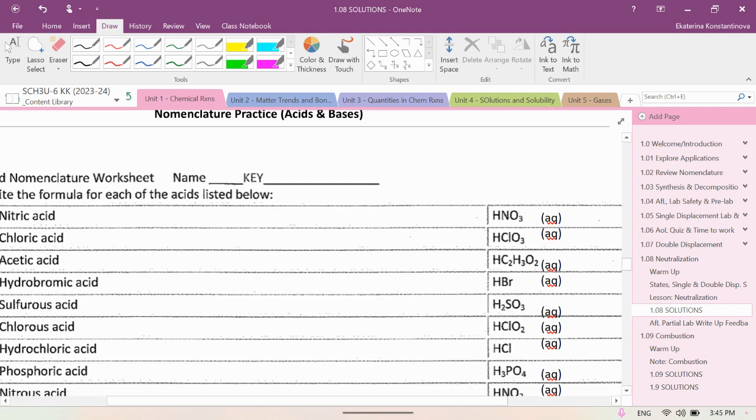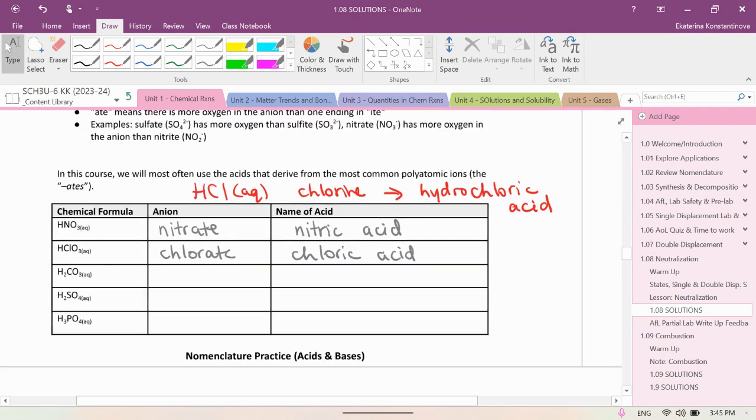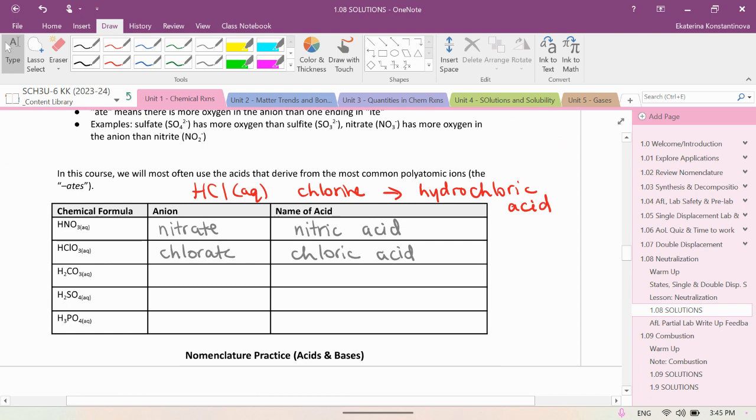Okay, so please try this practice and go through the answer key and then practice your neutralization reactions. Remember, now you have to write your states.